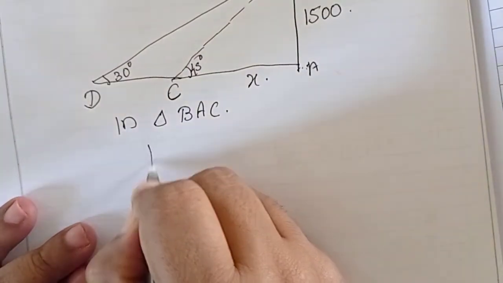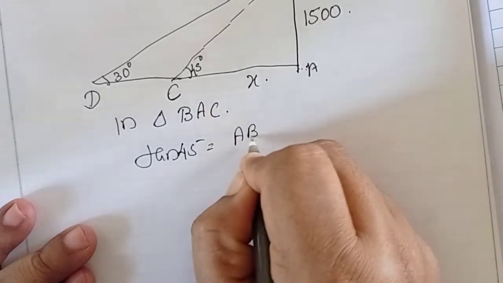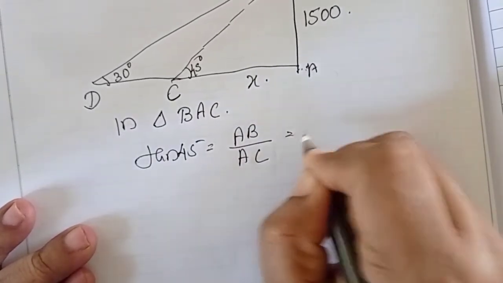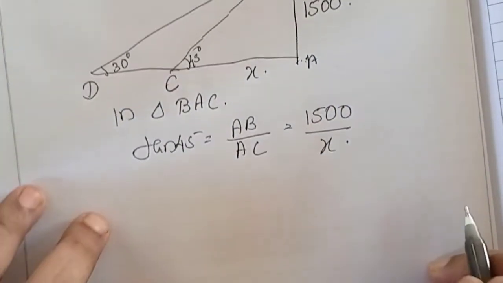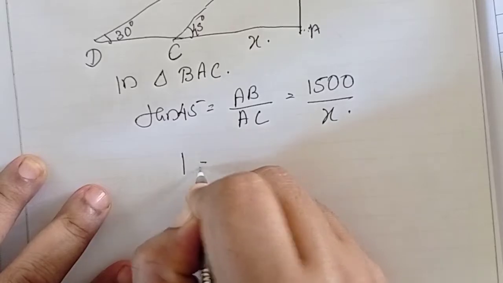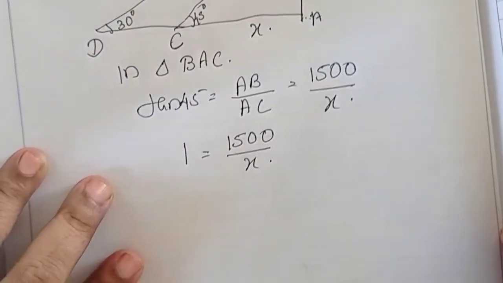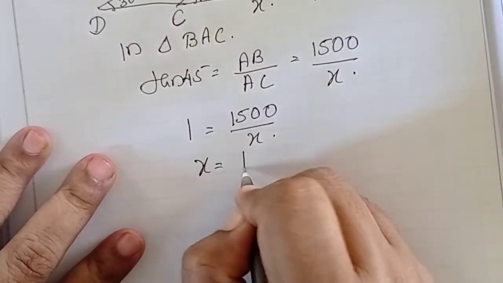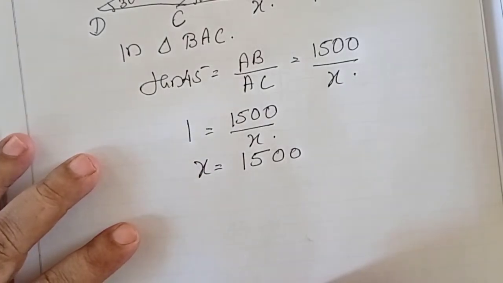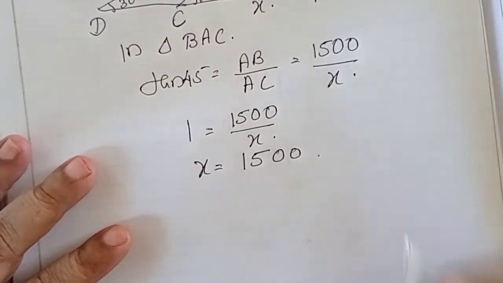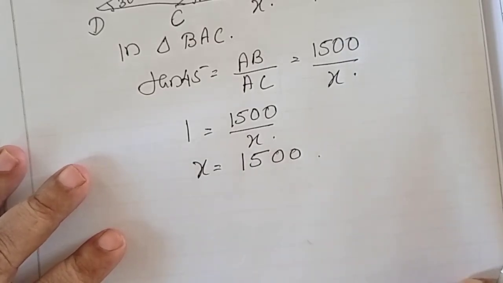Then tan 45 is equal to AB by AC. What is your AB? 1500 by X. Can you say what is tan 45? 1 is equal to 1500 by X. Then X equal to 1500. Okay, students? X is equal to 1500. Now, what is the next step?